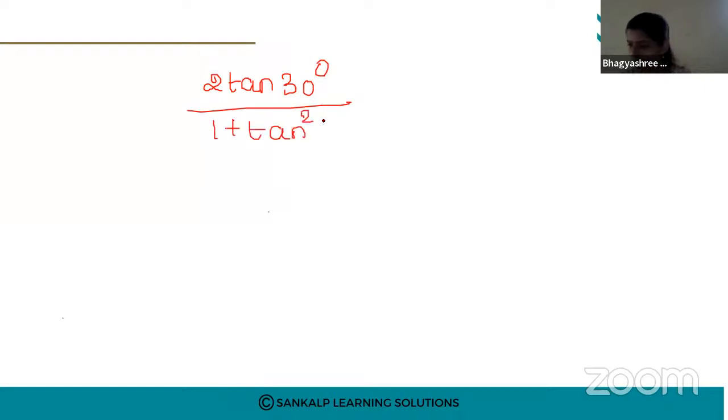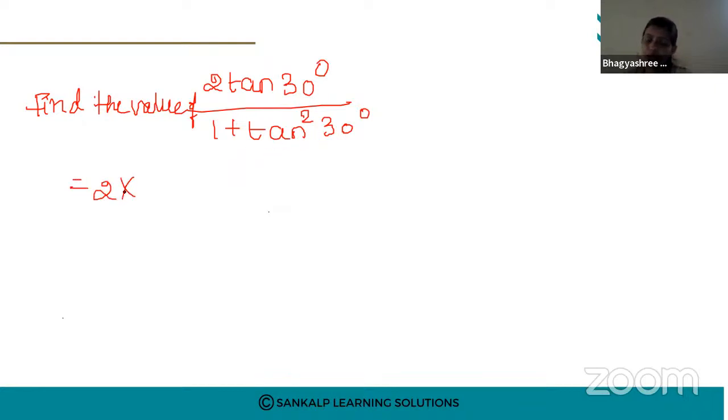Okay. 2 tan 30 degree divided by 1 plus tan square 30 degree. That means find out the value of 2 tan 30 degree divided by 1 plus tan square 30 degree.